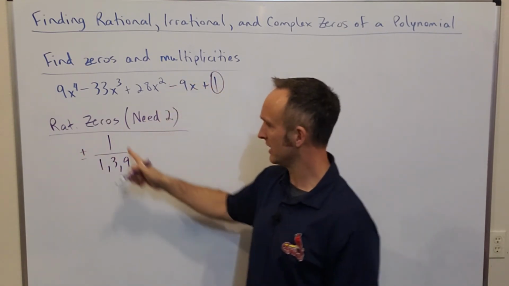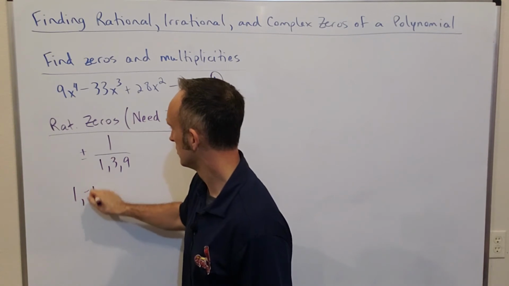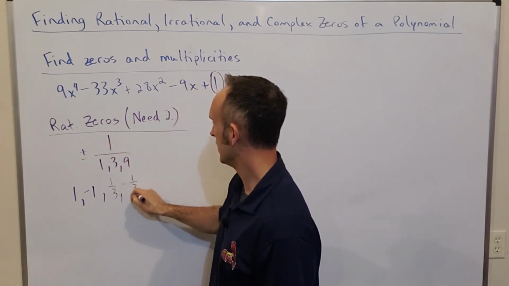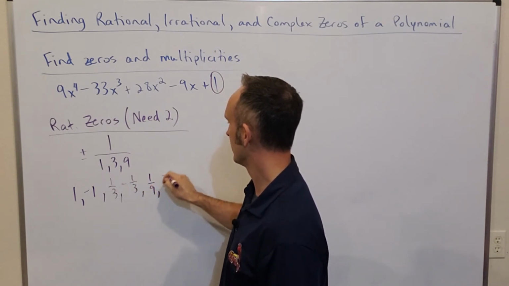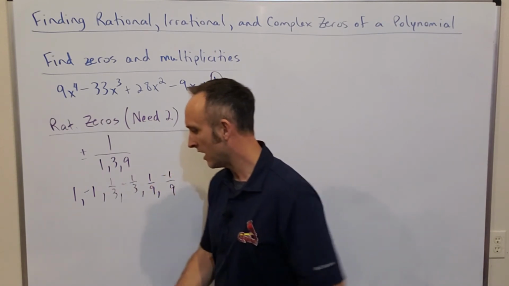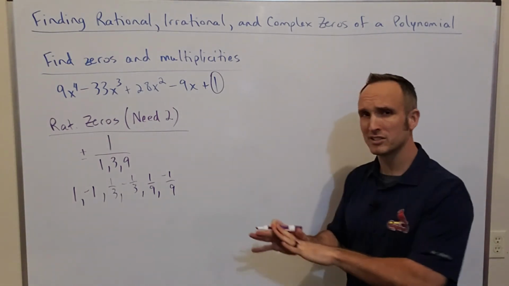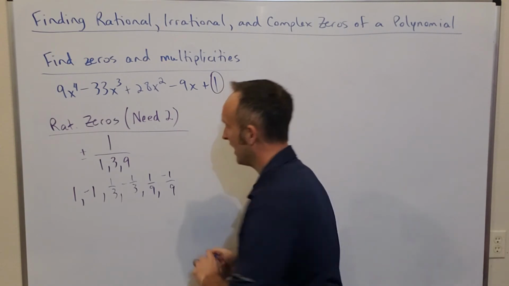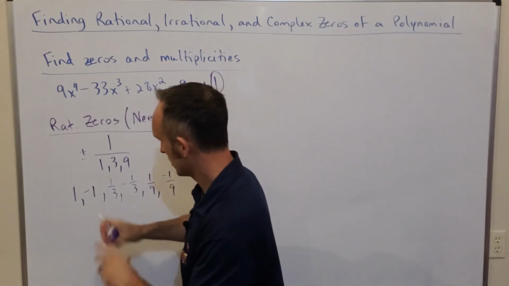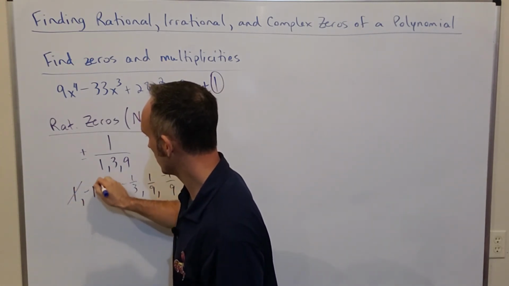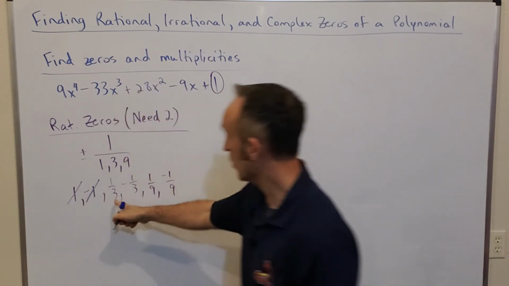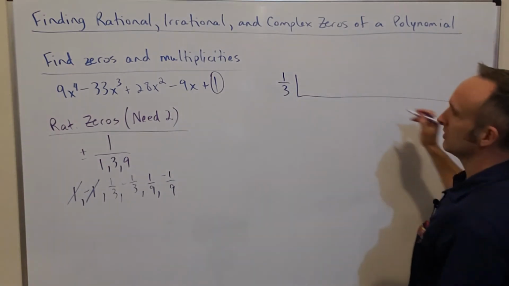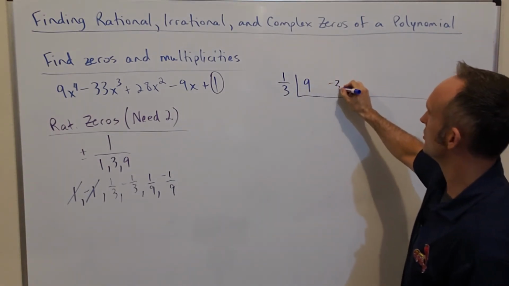So when I make my list, I could have 1 over 1. I could have 1 over 3. And I could have 1 over 9, okay? Now, I've already done some of the work, so I'm going to save us some time here. I'm going to start testing these, and 1 does not work. -1 does not work. 1/3 does work, okay? So let's do the synthetic division here.